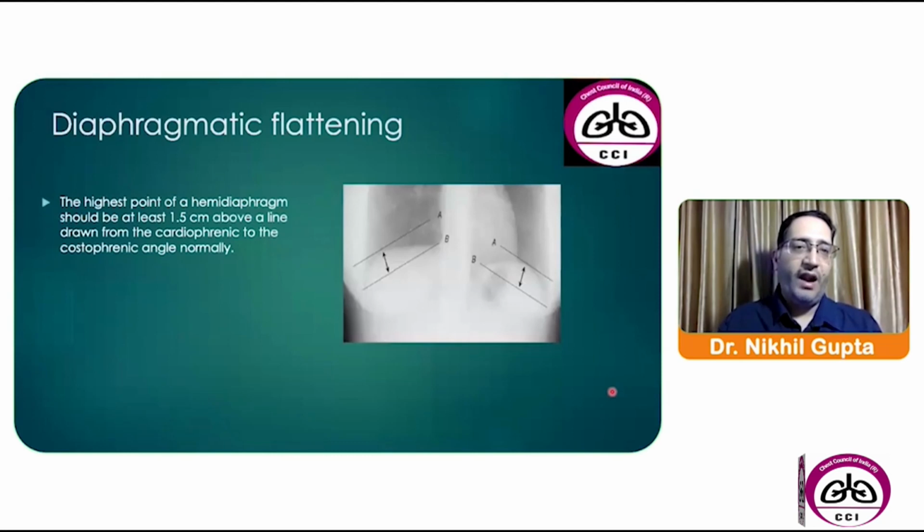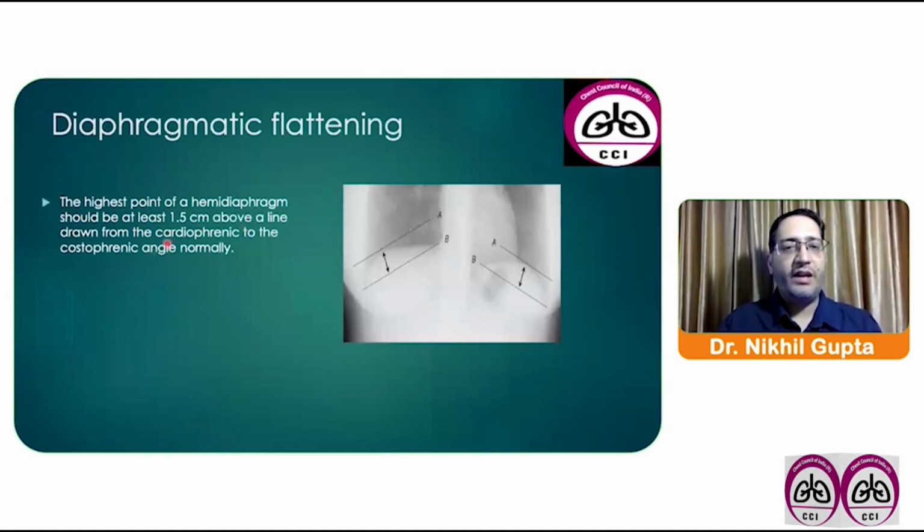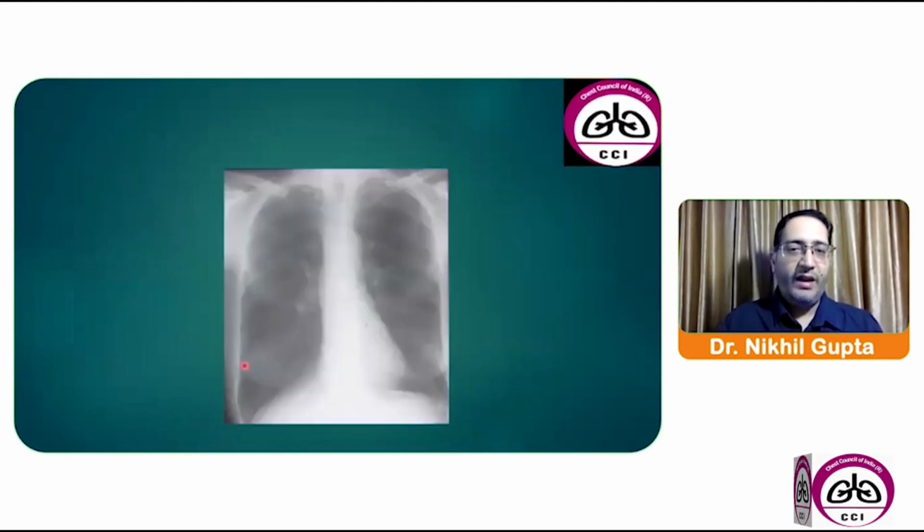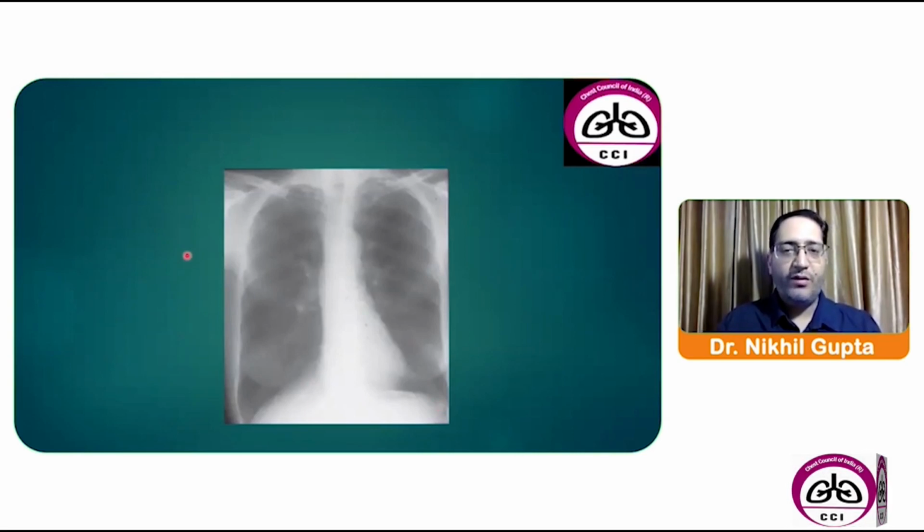Coming to diaphragmatic flattening. The highest point on the hemidiaphragm should be 1.5 centimeters above a line drawn from the cardiophrenic to the costophrenic angle in a normal. Here we can see flattening of the diaphragm due to overinflated lungs.